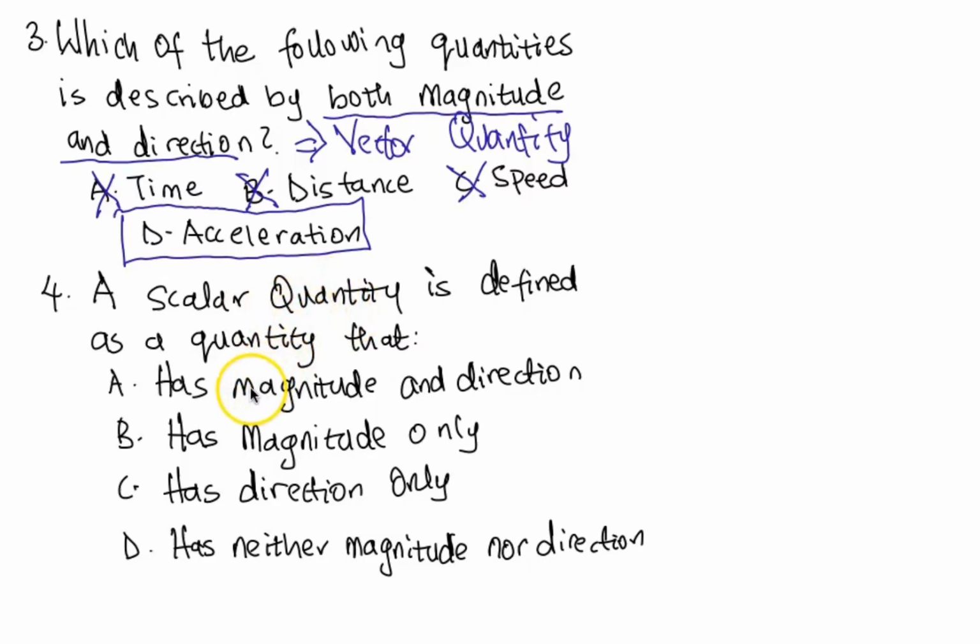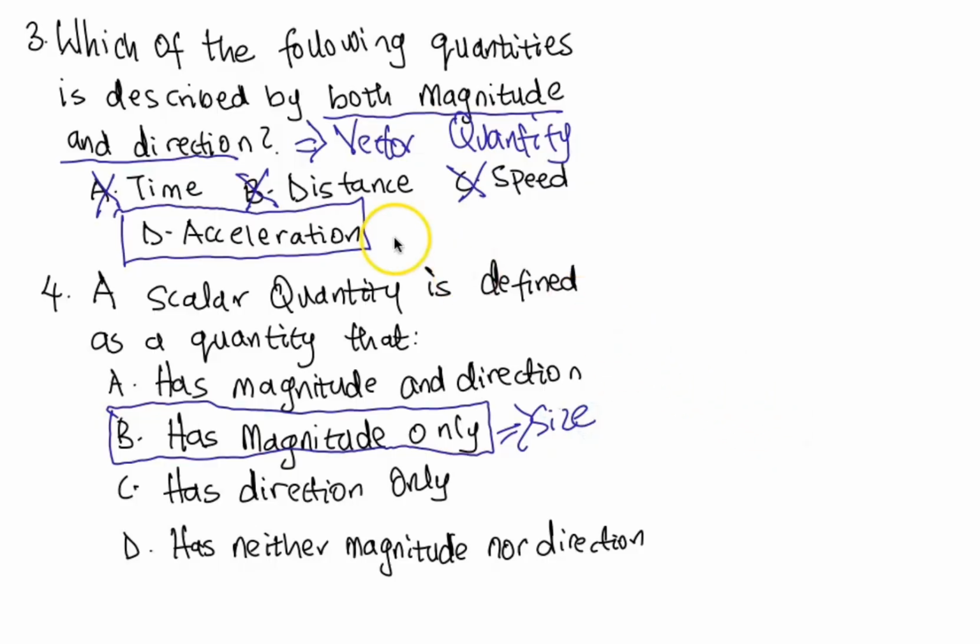Now the fourth question reads, a scalar quantity is defined as a quantity that... Now for scalar quantity, we know them to have magnitude but no direction. So automatically the answer to this question is B. They have only magnitude, or magnitude only. And like I said earlier, magnitude means what? Size. Take note of that. So you could probably be given size, which is the same thing as magnitude.